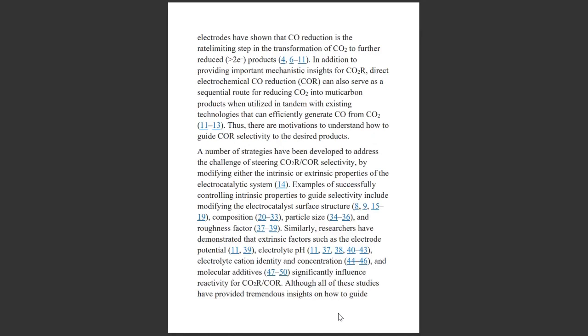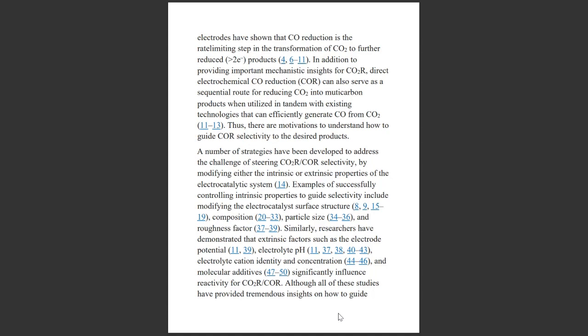Previous studies on copper electrodes have shown that CO reduction is the rate limiting step in the transformation of CO2 to further reduced products. In addition to providing important mechanistic insight for CO2 reduction, direct electrochemical CO reduction can also serve as a sequential route for reducing into multi-carbon products when utilized in tandem with existing technologies that can efficiently generate CO from CO2. Thus, there is motivation to understand how to guide CO toward the desired product. A number of strategies have been developed to address the challenges of steering CO2 reduction selectively by modifying either the intrinsic or extrinsic properties of the electrolytic system.